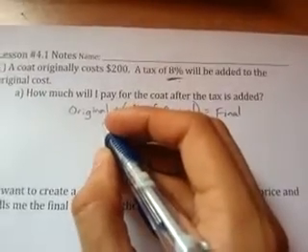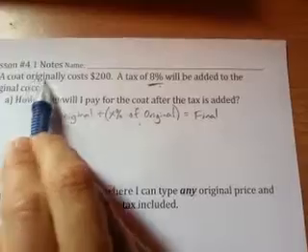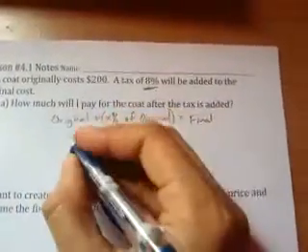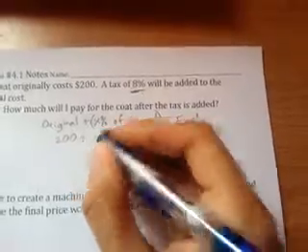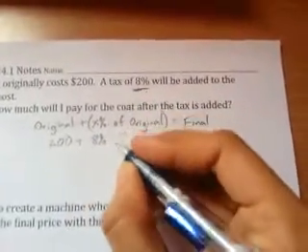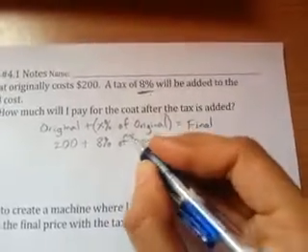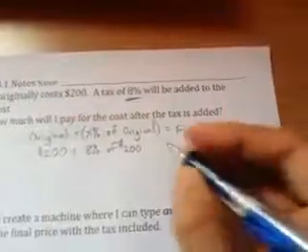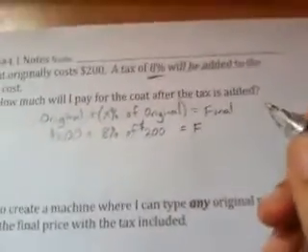So let's use this formula. So what's the original amount? Well, it even says originally, right? A coat cost originally $200. So I start with 200. Does something happen? Yes, it does. There's an 8% tax, so I'm going to take 8% of the original, which is $200. And do I know the final amount? No. So I'm just going to put F.